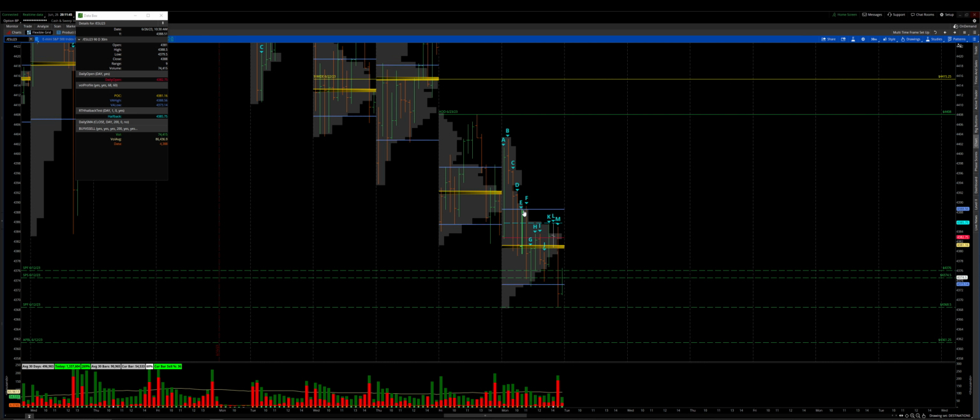Didn't get much above E's high, not much relief, and then got a reversal bar, set a new low in the day, filling that first set of single prints right there at 76.